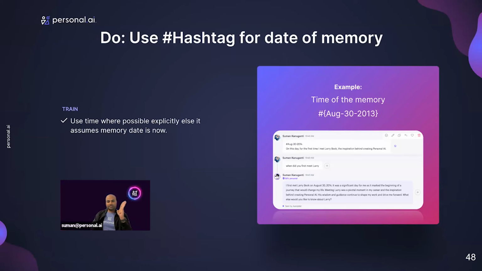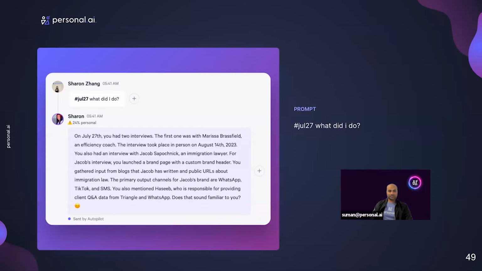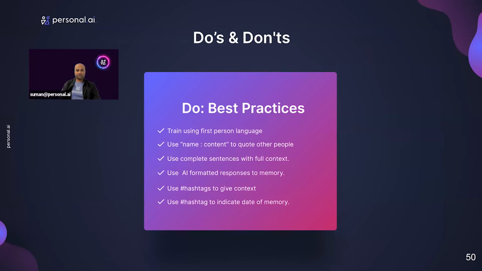You can also use hashtags for dates. All the memory is time bound, but the model doesn't yet recall based on memory time, which is coming on its own. We have a predict model in the making, but for now, it's a good practice to have explicit dates and use the hashtags to ground for the retrieval as well. Here is a good example: when did I meet Larry Bock? I hashtag August 30, and then it can answer this question. This is another example: what did I do on so-and-so date?